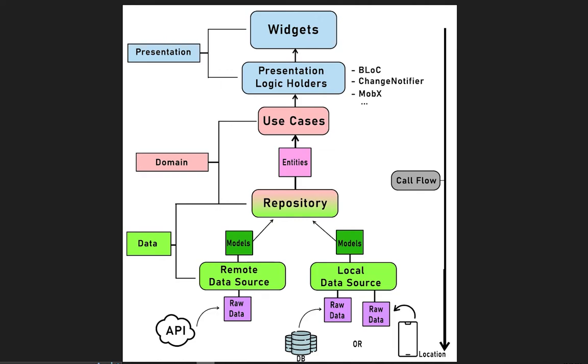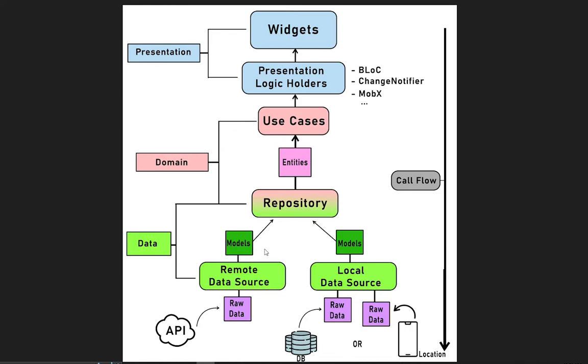Now look at this architecture. So far, we have created many classes, from our presentation logic holders, Cubits, to the ending remote data source. We are going to register all of these classes in our injection container so that we will be free to use these classes anywhere in our UI. So just like this, we are making our classes independent of their dependencies.